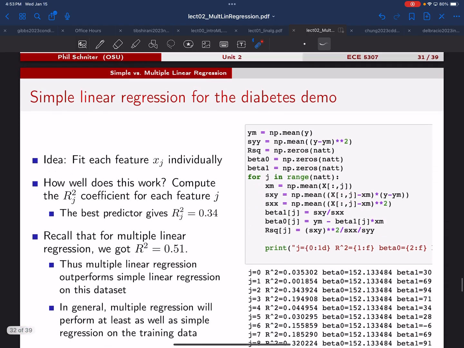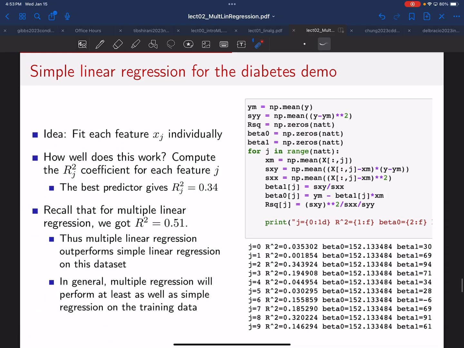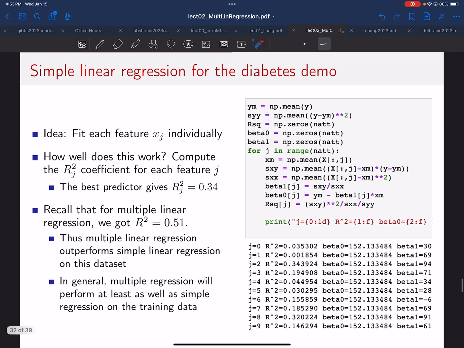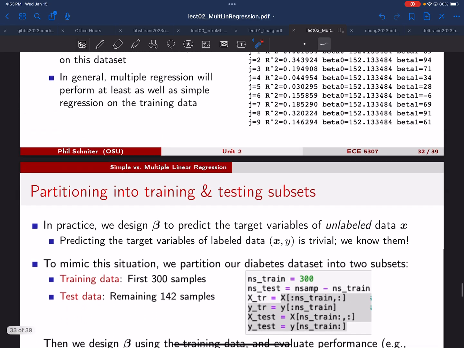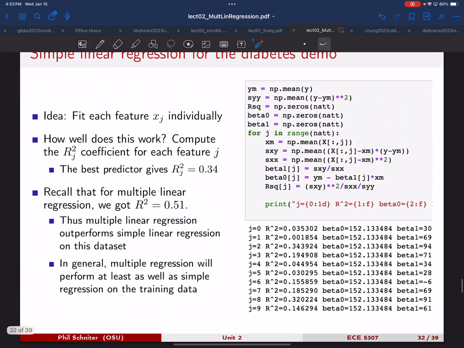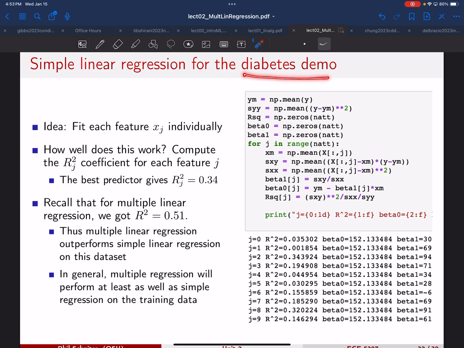So let's just take a look at the results. I made some changes since last semester, and I think this should be the automobile demo, not the diabetes demo. But let's look at the results. So what we have here is a data set with 10 different coefficients.